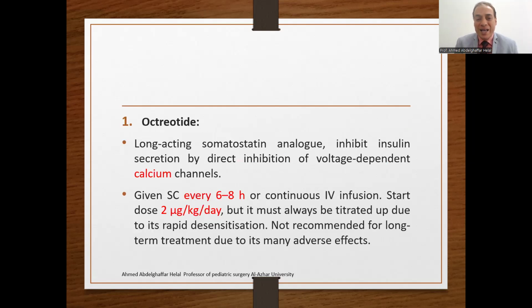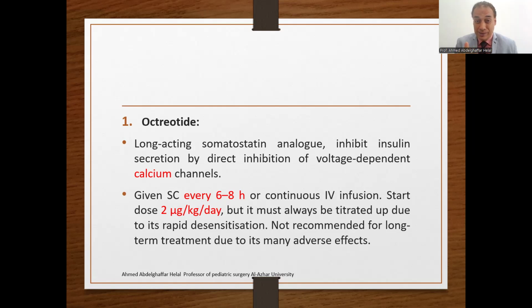Like octreotide, a long-acting somatostatin analog, which inhibits insulin secretion by direct action on the calcium voltage channel. It is given subcutaneously every 6 to 8 hours or as a continuous intravenous infusion, but the dose must always be increased because of its rapid desensitization. It's not recommended for long-term treatment due to many side effects.